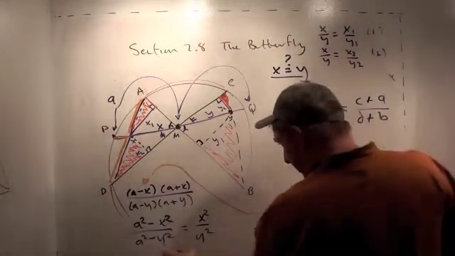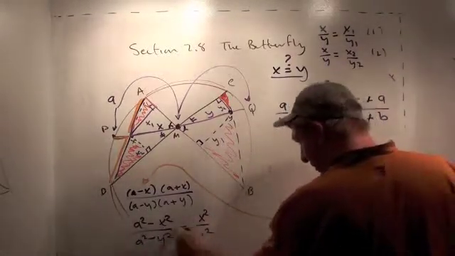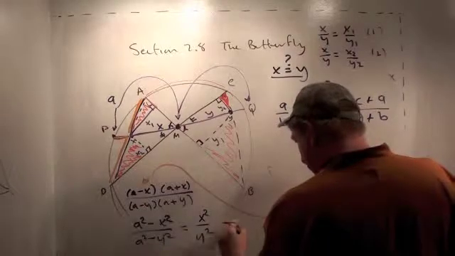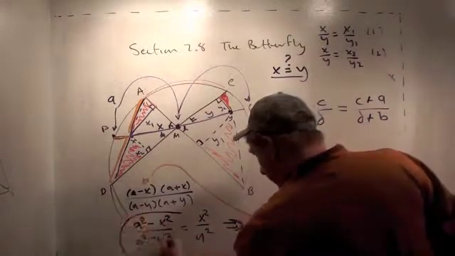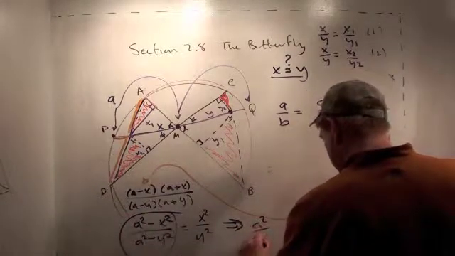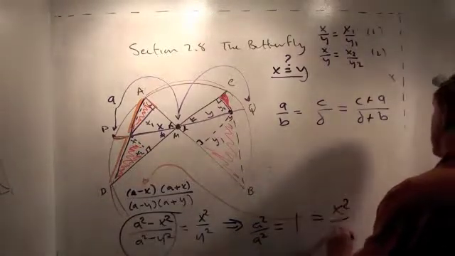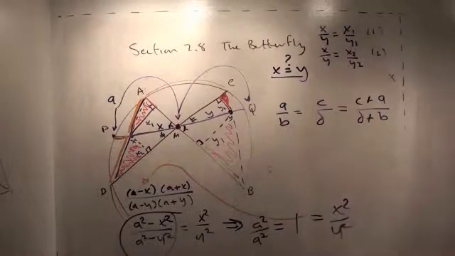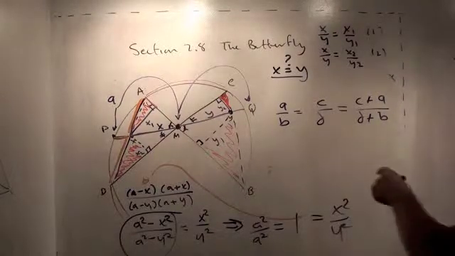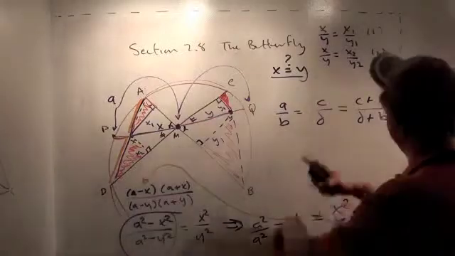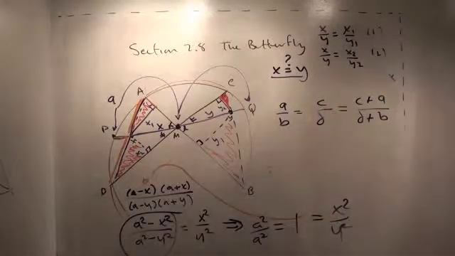I have two things that are equal, so I'm just going to add x squared over y squared to this side, which tells me that this then becomes a squared over a squared, which equals 1. But remember, this is equal to x squared over y squared. So it's just a very clever algebra trick, starting with some similar triangles, dropping your really nice perpendiculars, and then the algebra just flows through. It's a very nice result.